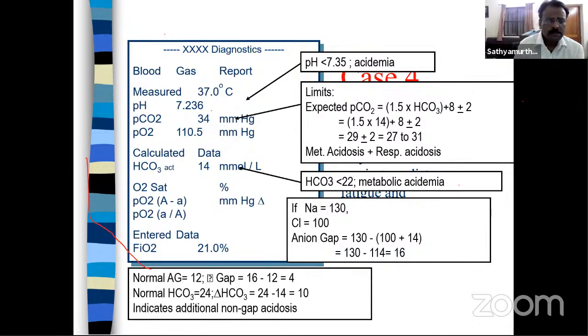Now once I know it is high anion gap acidosis, normal anion gap is 12. This patient's gap is 16, so 16 minus 12 is 4. This is your delta gap. Now look at the patient's bicarbonate, which is 14, so 24 minus 14 is 10. The delta gap should have correlated with this gap. If it is not so, then the patient has some additional non-gap acidosis as well.